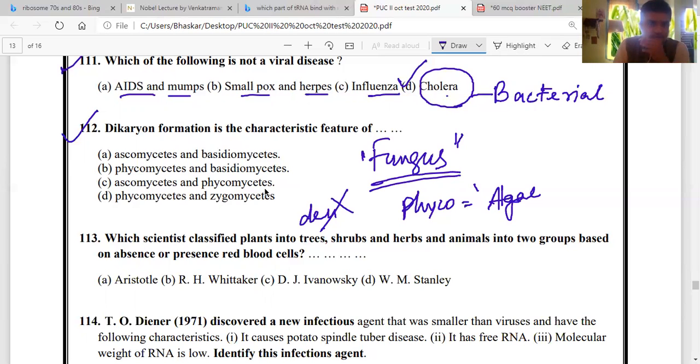Okay, so Ascomycetes and Basidiomycetes. Phycomycetes option should be eliminated in all cases.